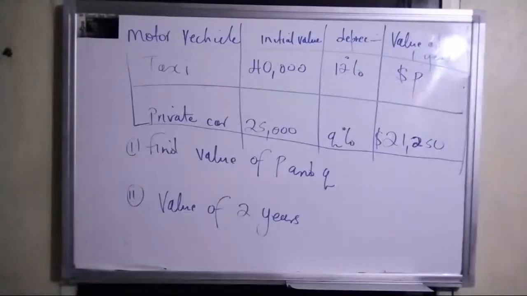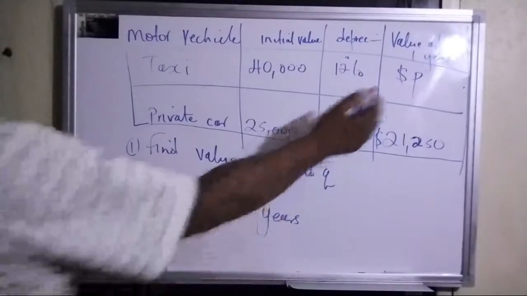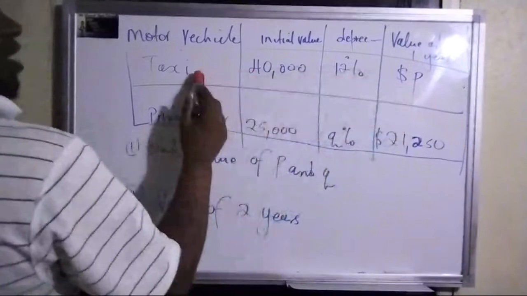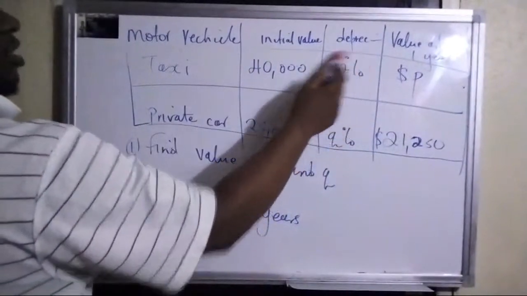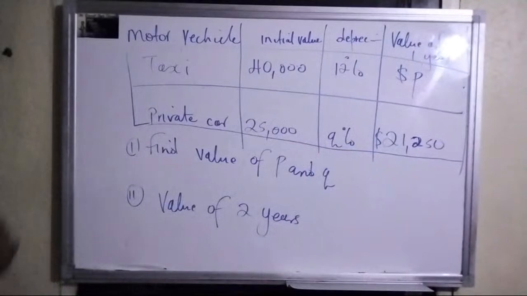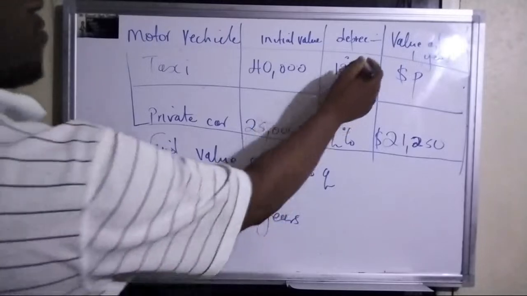Alright, so let's look at this one now. It says to find the value of P. So first, for P, we want to find the value of the taxi after 1 year. It's going to depreciate by 12%. Now, depreciation means that the value is going to be less. So it's going to be 12% less.